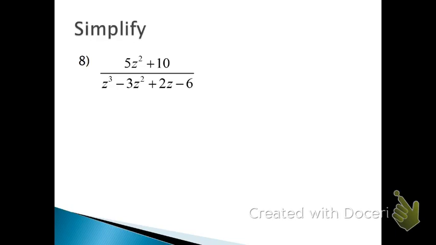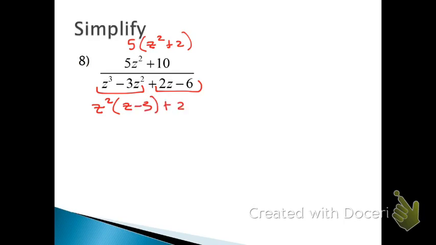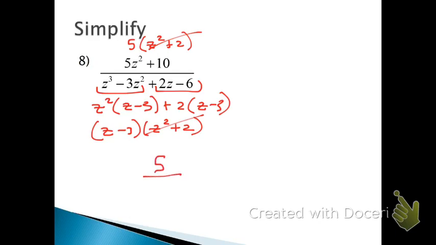What can I factor out of the numerator? Okay, so I factor out a 5, and I'm left with 5 times z squared plus 2. Good. What can I do to the denominator? Factor by grouping. z squared, so I'm left with z minus 3, plus factor out a 2, z minus 3. That's good, because then I can factor out a z minus 3, and I'm left with z squared plus 2. All right. Those z squared plus 2's cancel, don't they? So then I'm left with 5 over z minus 3.